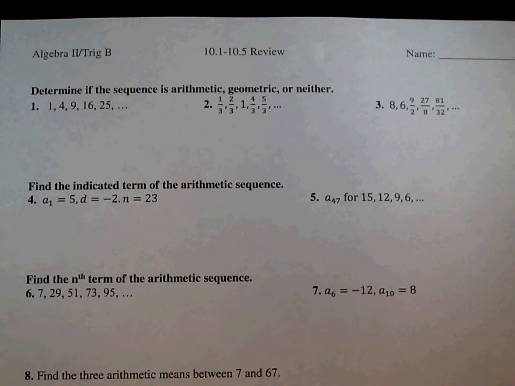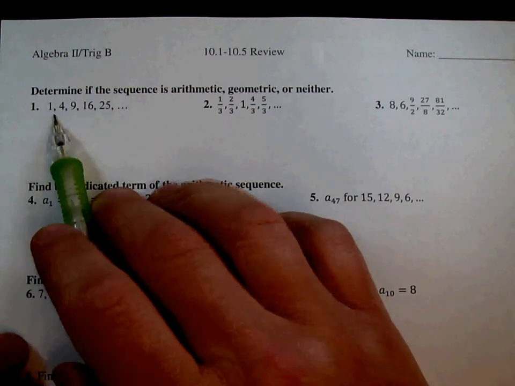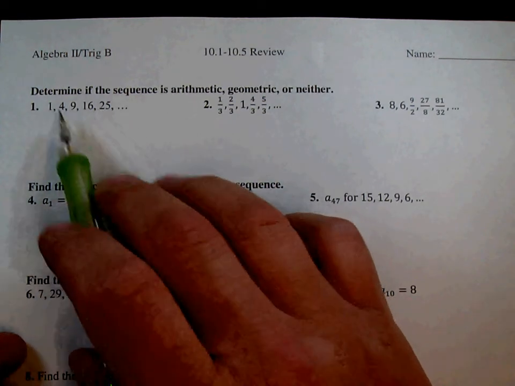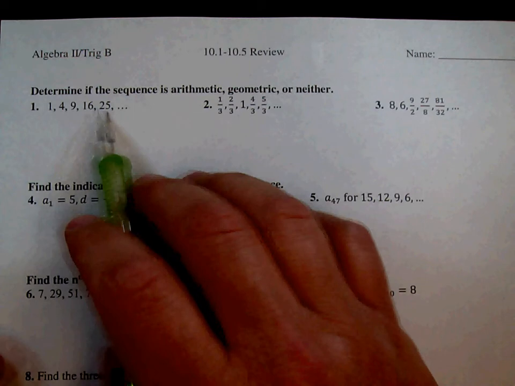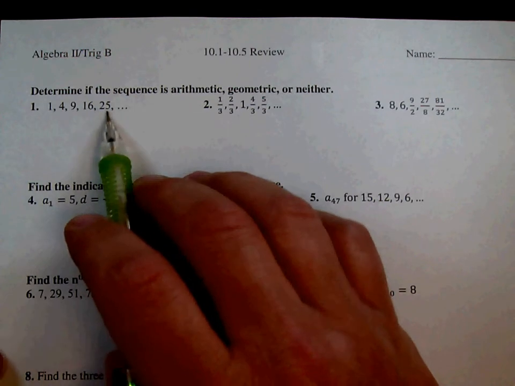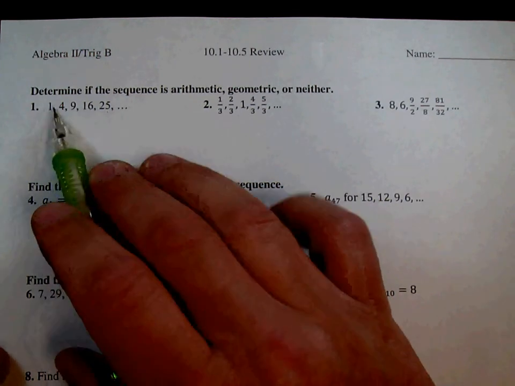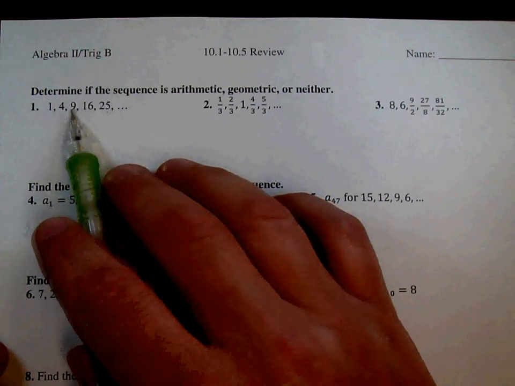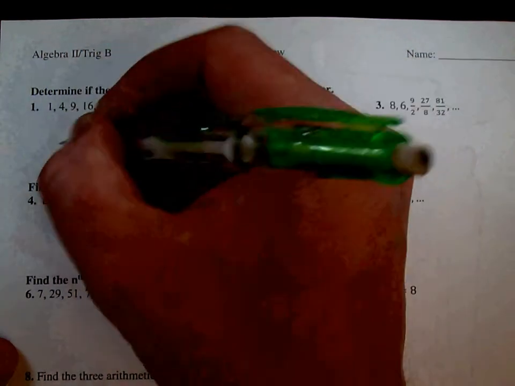Okay, number 1. As I check to see if it's arithmetic, it looks like I added 3, added 5, added 7, added 9. There's a pattern, but it's not the same number every time. It's not a constant, so therefore it is not arithmetic. And when I check geometric, it looks like I multiplied by 4, but I didn't continue multiplying by 4. So it's not geometric. So this would be neither.